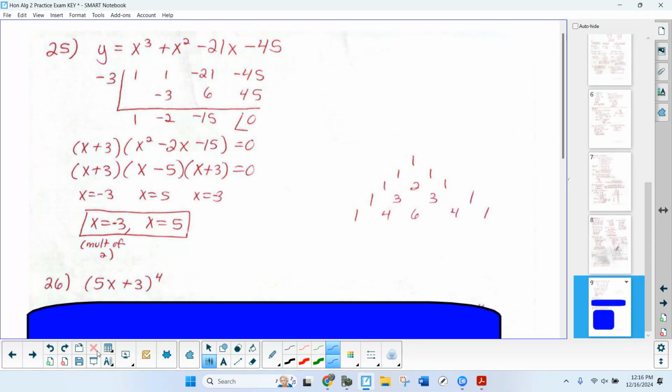Okay, so this would have to be a positive. This would have to be a, so that would be a negative, and that would be a positive. So we have -3 with a multiplicity of 2, and then positive 5. Good. Okay, questions there? Yes, sir.